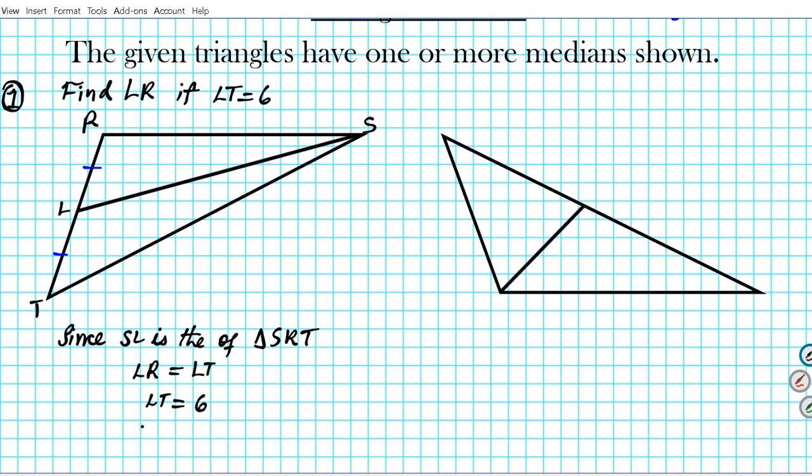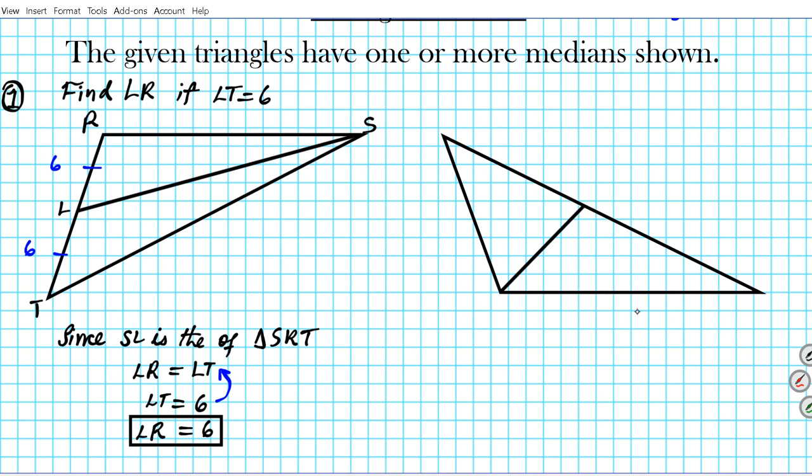So how can we find LR with this information? Well, LT and LR are the same measure, right? So we just plug in what LT is into this equation. It gives us the statement LR is equal to 6 units long. Ladies and gentlemen, that is the answer to question number 1. Hopefully that makes sense. If LT is 6 units long and they're both congruent, this will be 6 units long also.